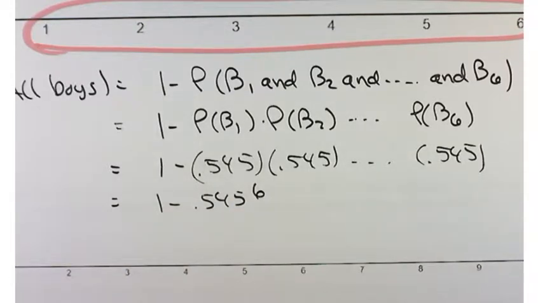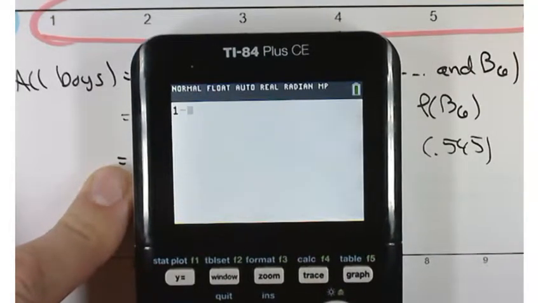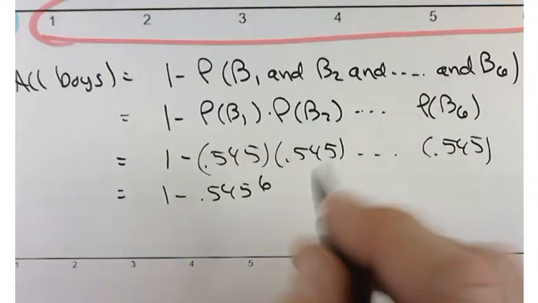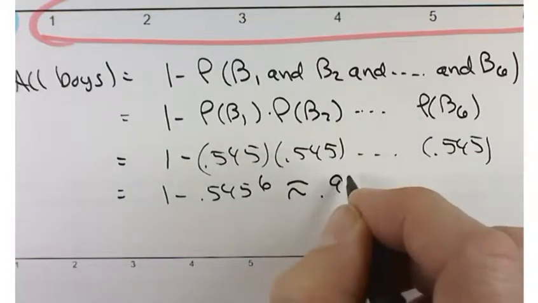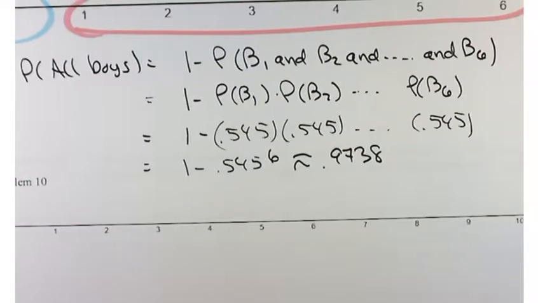And that should be pretty high. It should be a good chance that amongst 6 births, you get at least 1 girl. So 1 minus 0.545 raised to the 6th power, 97.38% chance. So about 0.9738. Okay. So another nice example of the complementation rule.